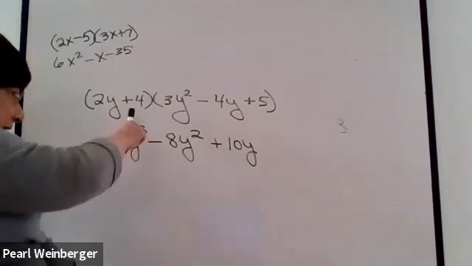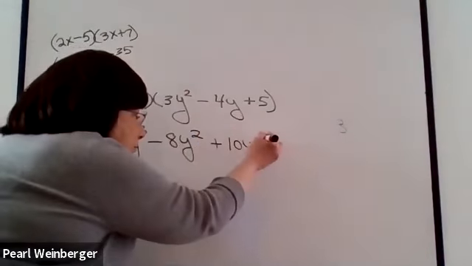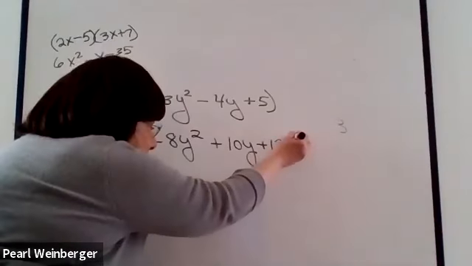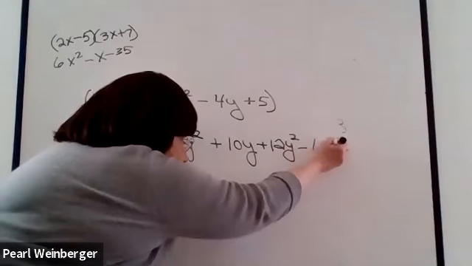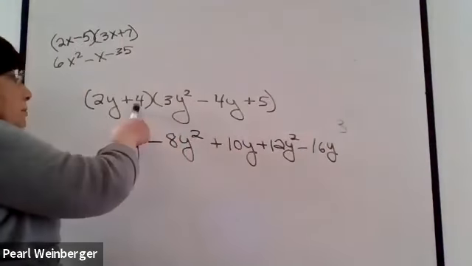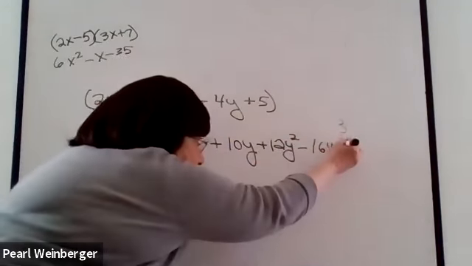Perfect. Then you go on to the 4. Right. And then it's 4 times 3y squared gave me 12y squared. Correct. 4 times -4y gave me -16y. Correct. And then it's plus 20. Right, because the 4 times 5 gave you 20.